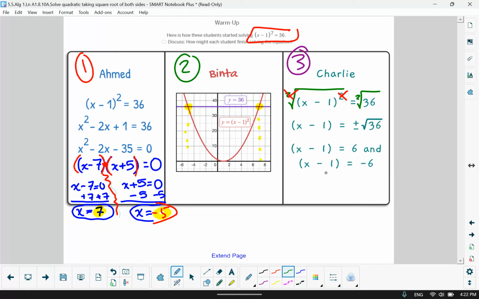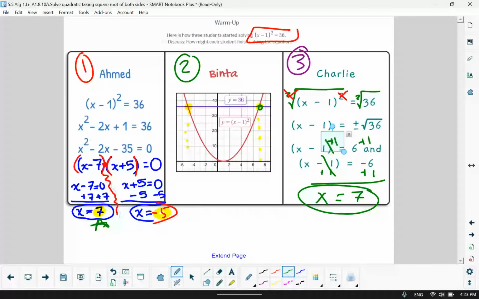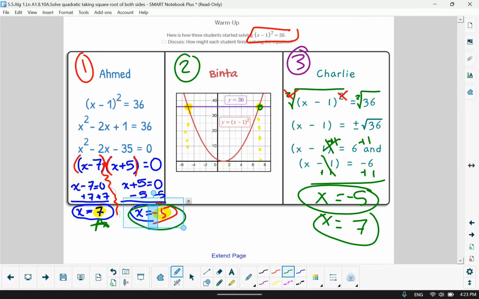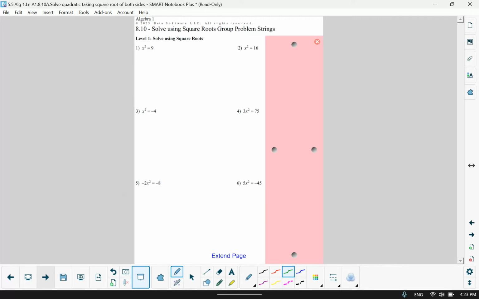And in finishing that up then, if we were to add 1 to both sides, to no one's surprise, x could be positive 7, which is exactly what we saw with Ahmed's way and Binta's way. We could further add 1 to positive 6 and find, oh, that was the 7. Wake up, Mr. Callen, that could have been negative 5, right? The point is the answers are all the same, just different ways of finding it. Our focus today is going to be solving using the square roots of both sides. So go ahead, grab that worksheet, and let's get rolling.